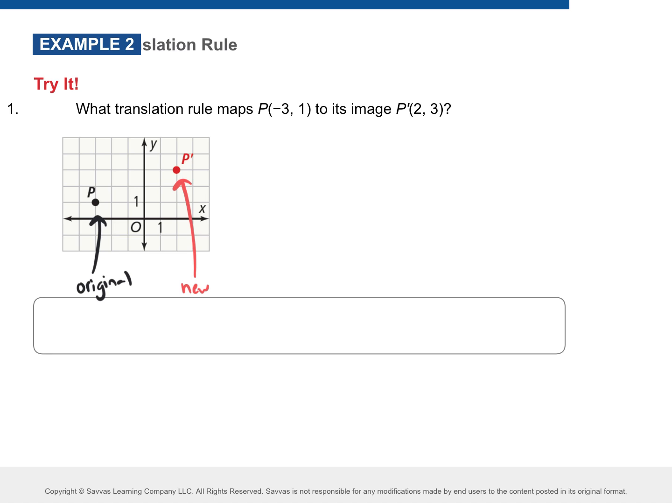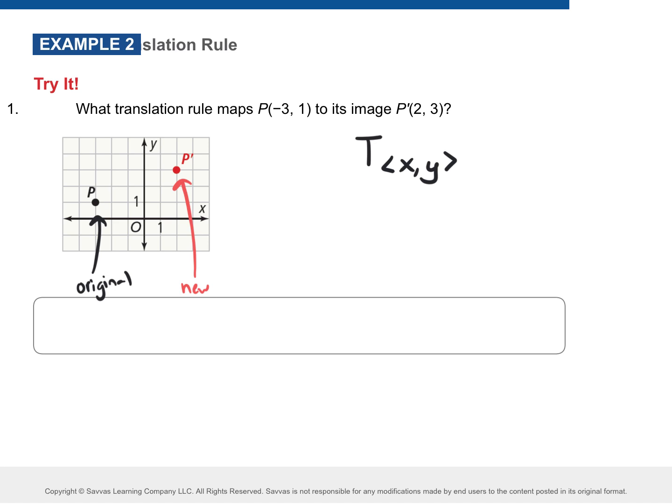Okay, so with these, we want to write our rule. Remember yesterday with our lines of reflection, we were writing a rule for those. Same thing here. We're going to talk about 2 different ways to write the rule, and we're going to practice both of them. Okay, so the first one, make sure you take good notes here. First one is we're going to write it in this form here. Okay, so remember that T just stands for translation. X and Y, we want to know how much we're moving in the X direction, how much we're moving in the Y direction.